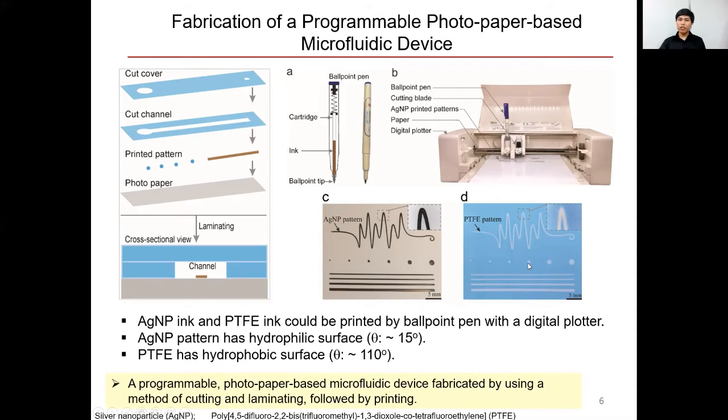And also, we can print a hydrophobic material, PTFE for short, using the same tool, a ballpoint pen with a digital plotter. This pattern can be designed in an electronic file and then uploaded into the plotter, and then we can print it. We can see the silver nanoparticle pattern is a hydrophilic surface. It has very high surface energy, with a contact angle of about 15 degrees, and the PTFE is very hydrophobic, with very low surface energy. The surface contact angle is about 110 degrees. So we use these two functional patterns to modify the surface of the channel in order to control the fluid transportation in our microfluidic device.